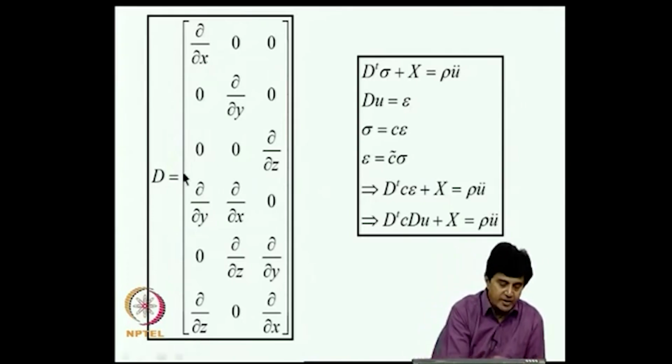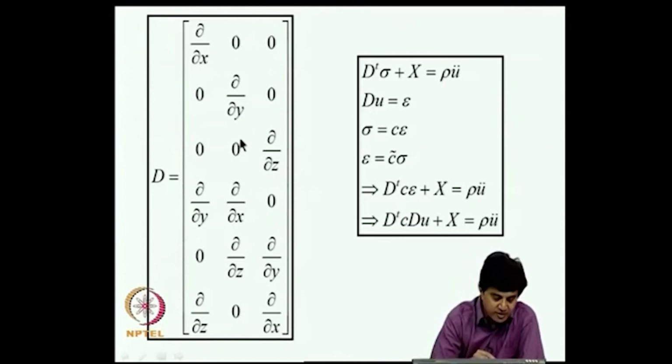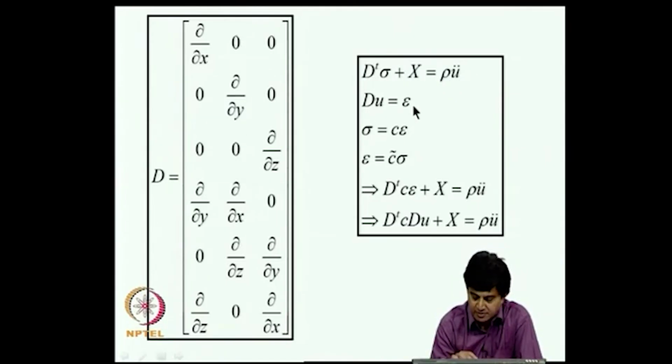Now, if we define an operator D as shown here, a 6 cross 3 matrix operator, we can write the governing equilibrium equations in this form: D transpose sigma plus x equals rho u double dot. The strain displacement relation using the same matrix can be written as D u equals epsilon. Now, if I use the constitutive law, sigma equals C epsilon or epsilon equals C tilde sigma, and substitute here for sigma as C epsilon, then this equation becomes D transpose C epsilon plus x equals rho u double dot. Now for epsilon I will write D u.